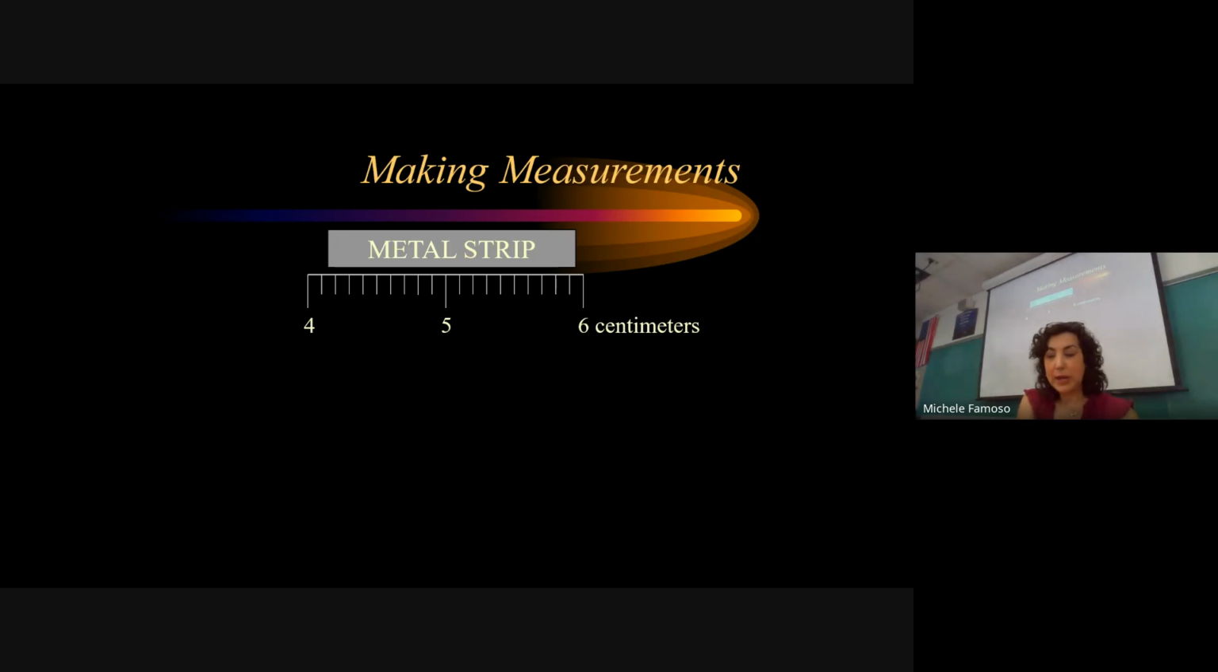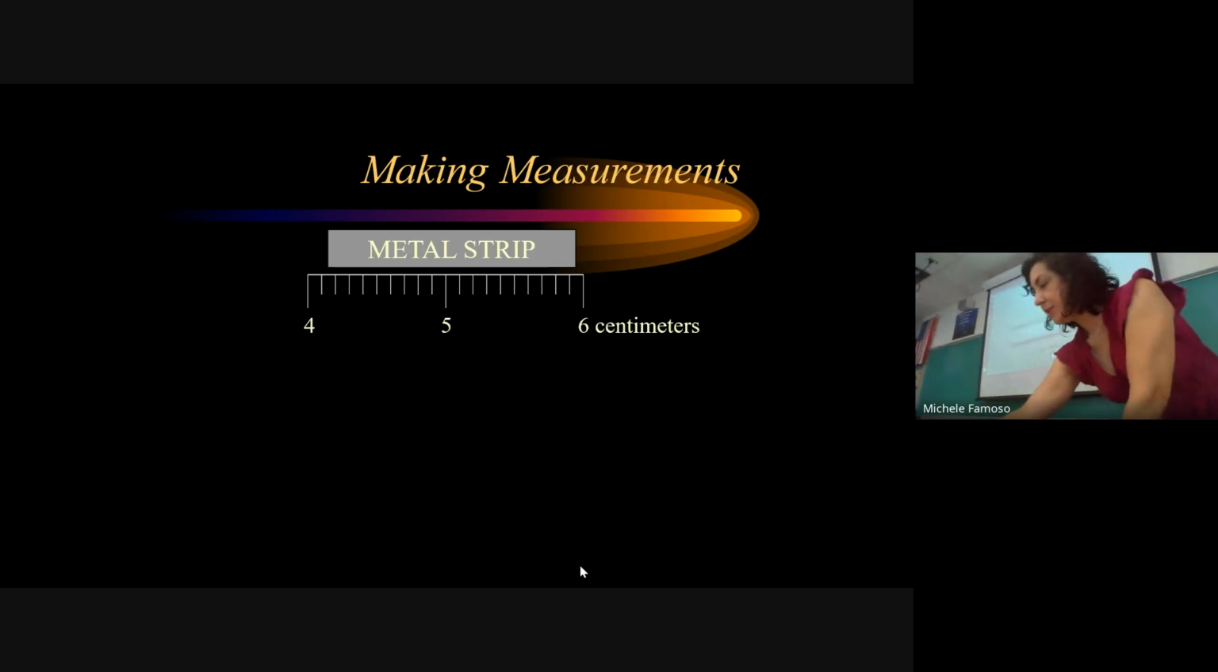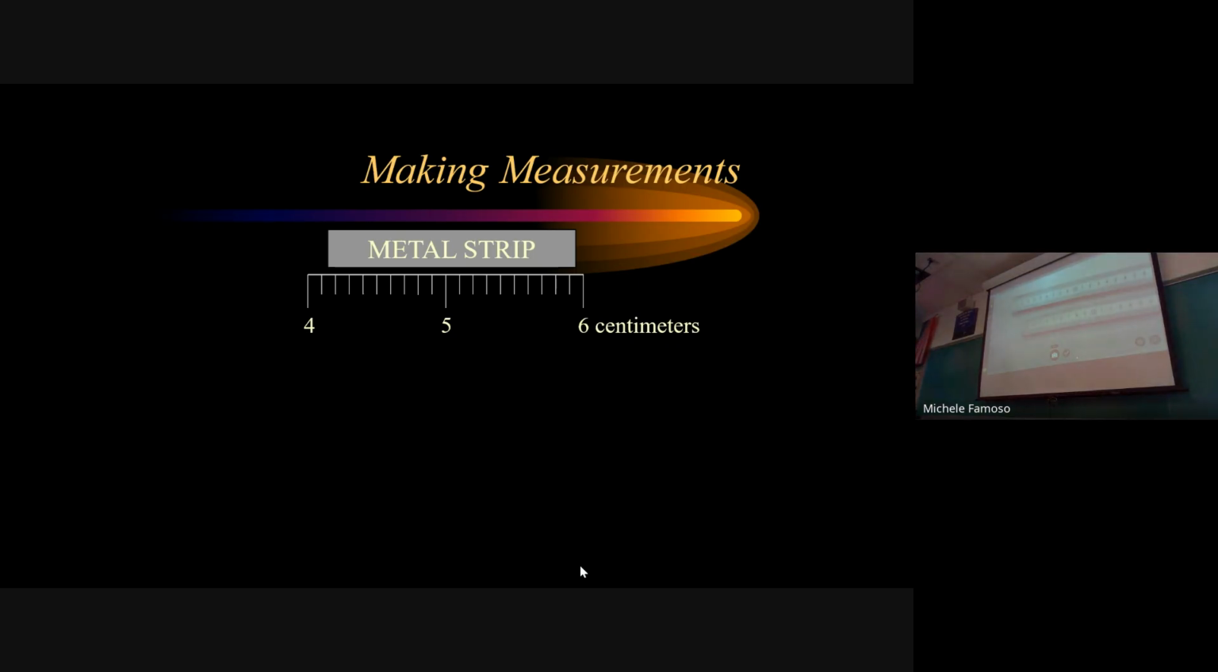Very often, we can't start at a 0 on a ruler. I'm going to show you why. Look at this meter stick. Do you see a 0 on there? How about that meter stick? Do you see a 0 on that one? Very often, unless there is a very clear 0 marking on the ruler, they can't start at 0.